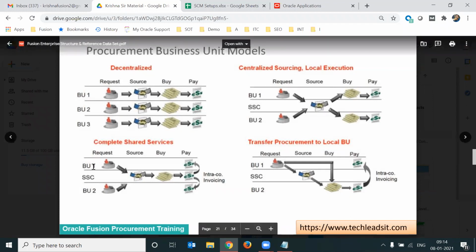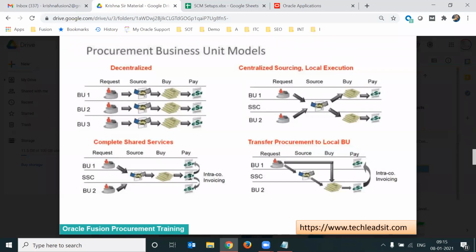So here, India business unit or China business unit are requesting. But buying is done by a centralized entity, and payment is also done by that entity itself. Let us assume this is US. So India and China are requesting to US, and US is creating a purchase order and making the payment to the supplier. And US is going to send you an intercompany invoice.